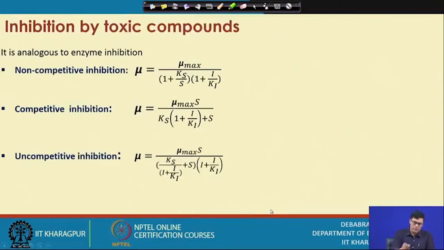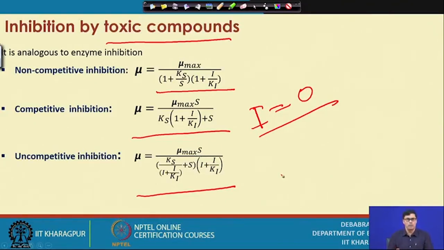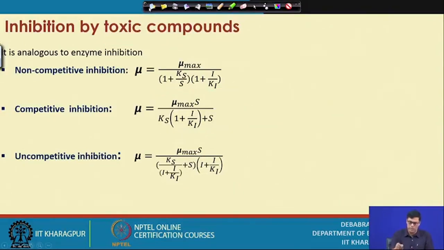Now, I was talking about the inhibition with respect to some toxic compounds that may be produced during the fermentation process, or if you add some kind of toxic compounds, that it can be expressed like this. In case of non-competitive inhibition, it will be this. In competitive inhibition, it will be this, and uncompetitive inhibition is similar to the enzymatic reaction. In all the cases, if you put I equal to 0, then all the models tend to the Monod equation. So this is similar to the enzymatic reaction. I already explained, so I am not explaining again.